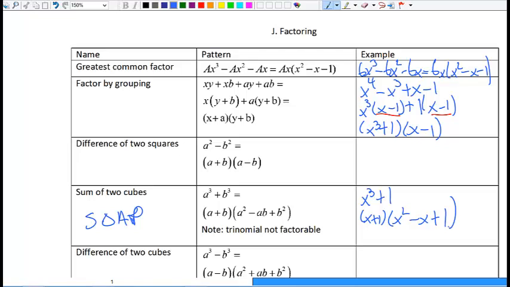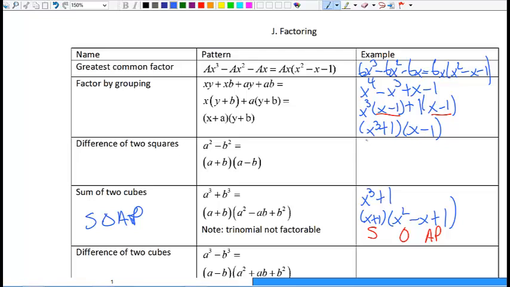And the reason why they call it SOAP is this first position is the same sign as the initial. The second position is opposite of that, and the third one is always positive. So same, opposite, always positive. That's why they call that SOAP.